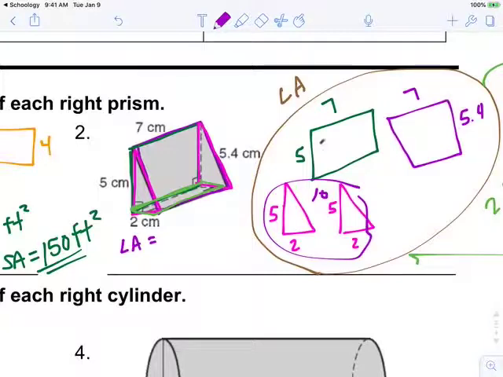I got it. What'd you get? I think 34.4. For this one? Yeah. 34.4. Anybody else? I'll double check your work there. I trust you. 7 times 5.4. Oh, a little bit off. What is it? See what you typed in. It's 37.8.